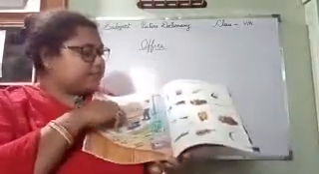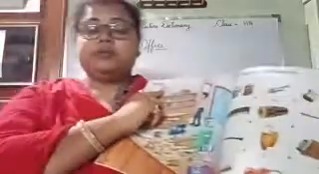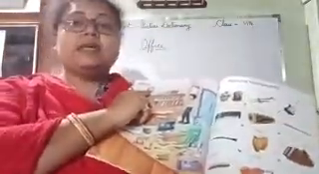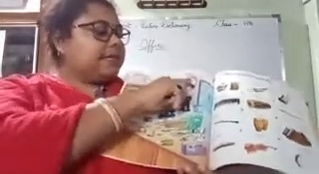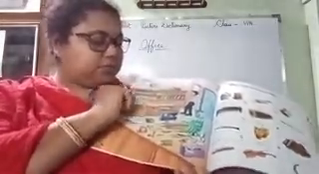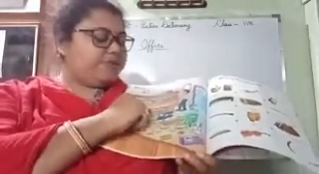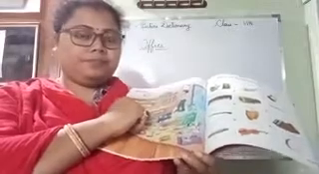Again I am saying, first one is calendar, then this one file folder. What is it? File folder. This is a clock. What is it? Clock. Calendar, file folder, clock. This one printer. It is file cabinet.